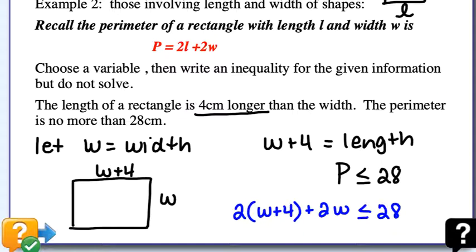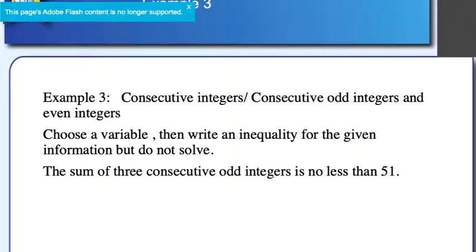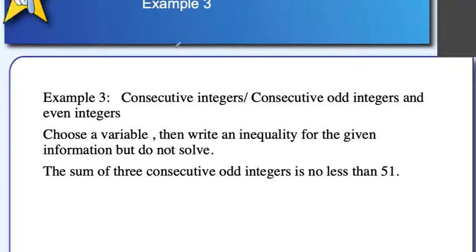All right, let's look at another example. This example involves integers, consecutive integers, or consecutive odd and even integers. In our previous video on inequalities and in class, we talked about integers. Integers are positive and negative whole numbers. I tend to use the variable n for an integer, but you can really use any variable you want. Remember, a variable is just a way to write something that's unknown to us.